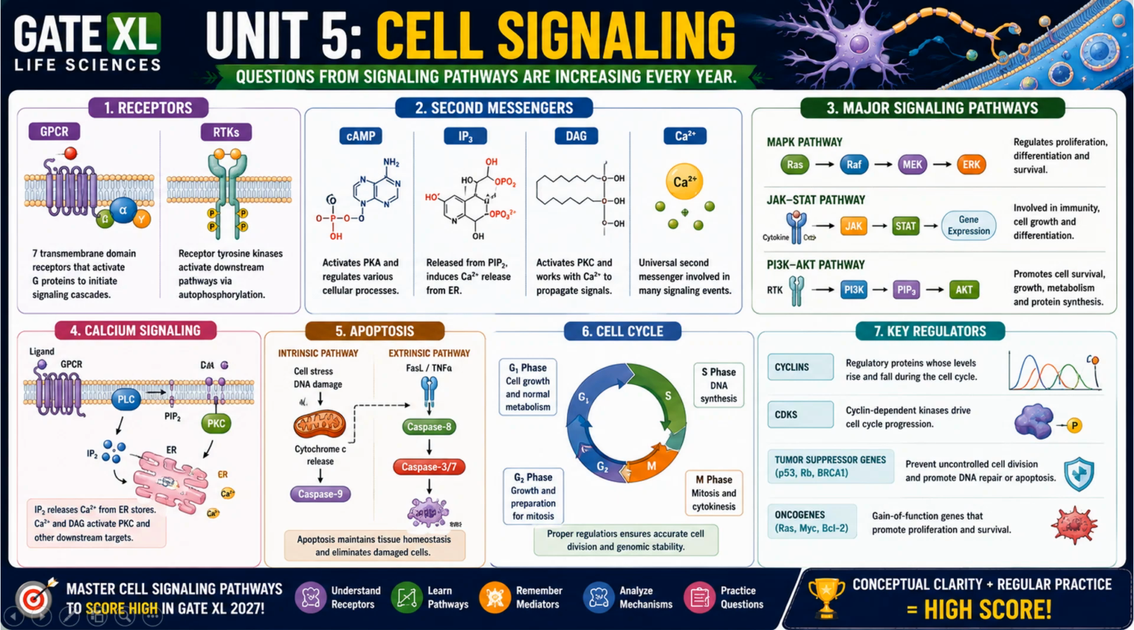What are these secondary messengers? How do these work and what are their roles? And then some other important regulatory signaling cascades you should understand, like the MAP kinase pathway, JAK STAT pathway, PI3K AKT pathway. These work for many of the regulations of our body also. Then you should understand calcium signaling, because many of the signaling processes start or end or work through calcium molecules only. Then apoptosis.